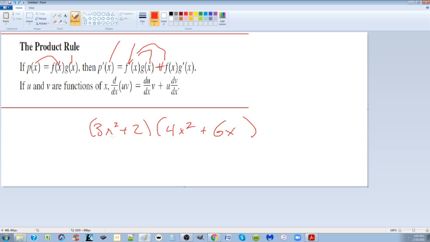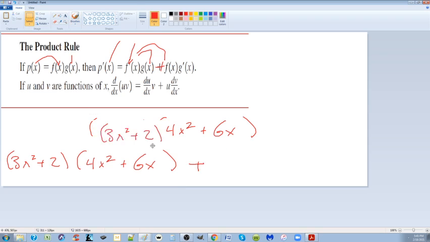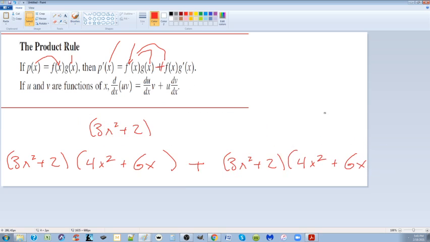But instead, I know from the product rule that I must find the derivative of the first one and multiply it by the actual function of the second one. And then I must take the actual function of this and multiply it by the derivative of that. Okay, and I can make my life easier and put derivative here and derivative here, just to remember.